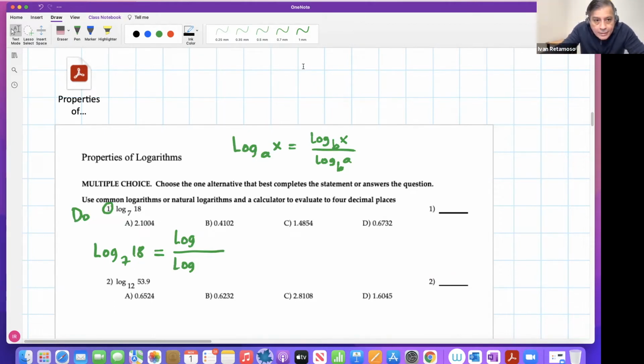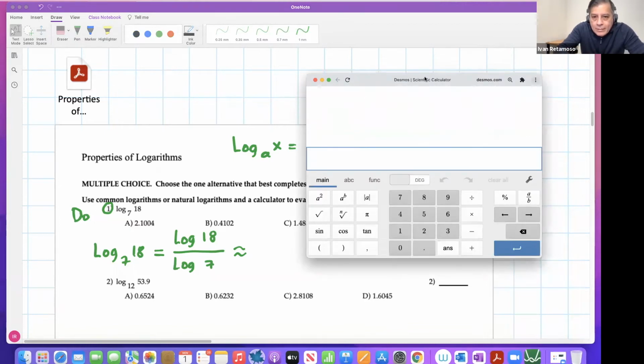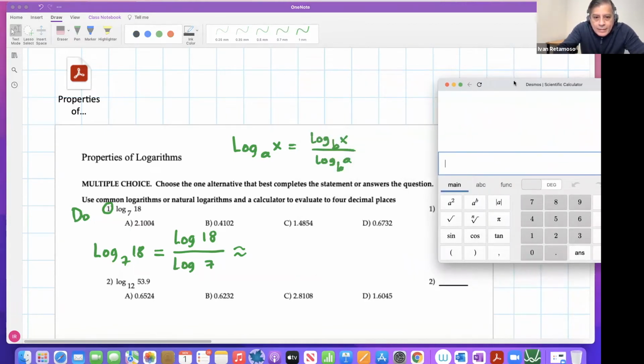Okay, Jay, let's see. Great, excellent, Jay. You got it. Yeah, very good. Let's say you decide to work with common log base 10, right? So this will be log 18 on the top, divided by log 7 on the bottom. And this, when computed, should be rounded according to the instructions, right, to 4 decimal places.